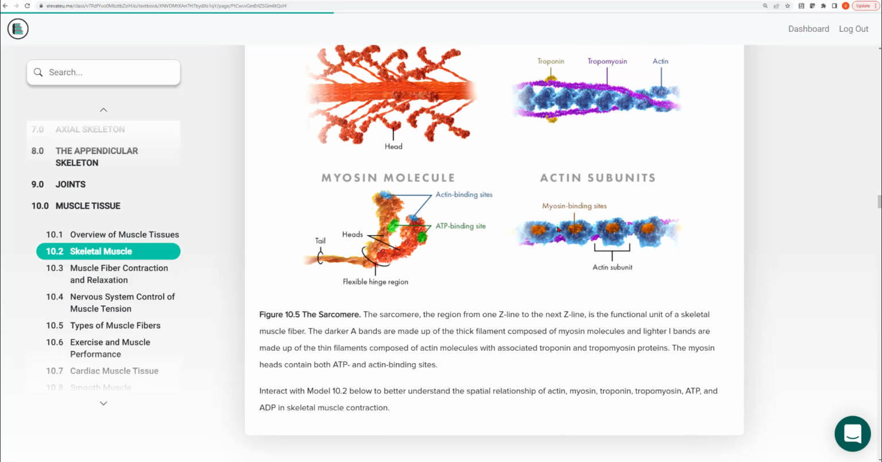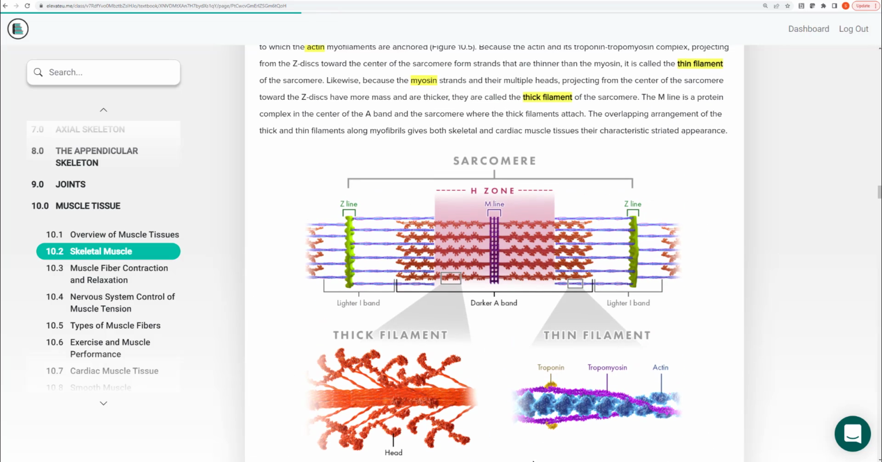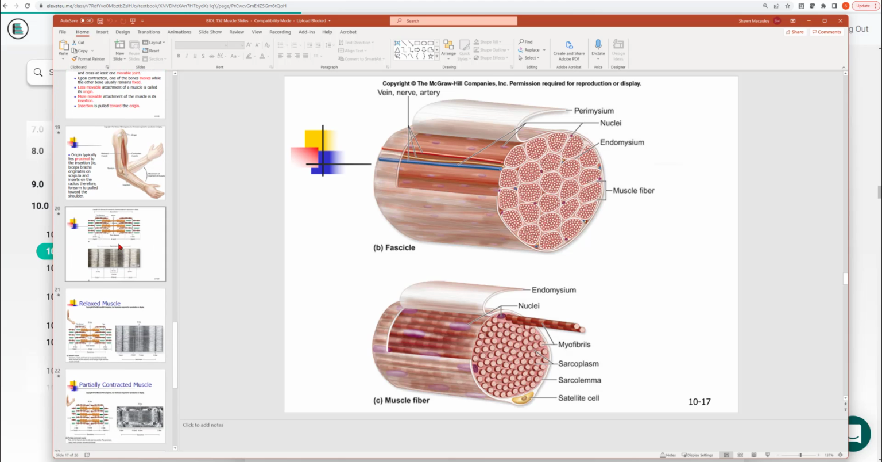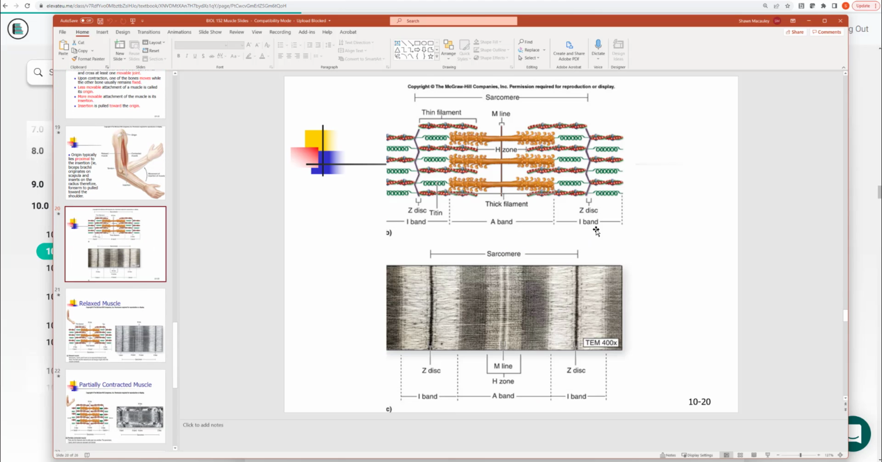I'm going to jump to a couple images to help you understand this in a different way, and these are here in the PowerPoints. What I like about this particular image is that it's showing you a cartoon representation of a sarcomere, but it's also showing you a micrograph of muscle tissue. And what you're seeing here are the striations, the striping pattern that you see under the microscope.